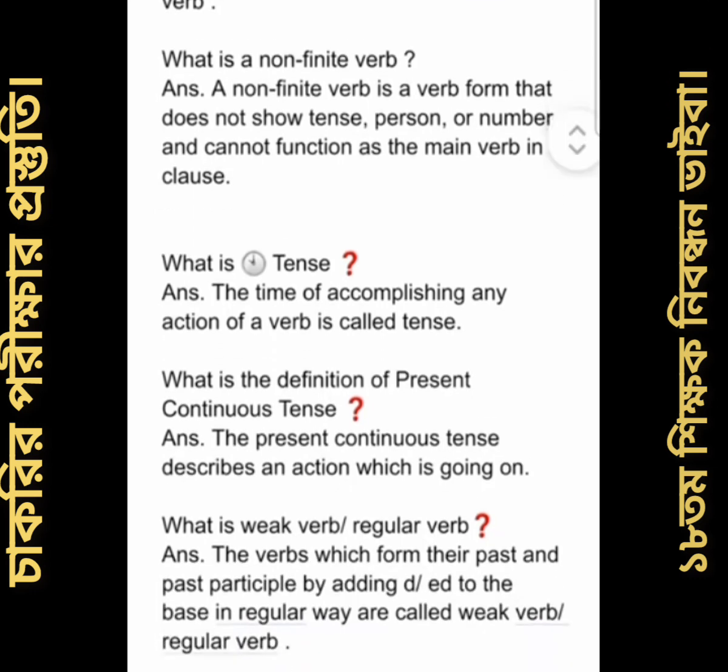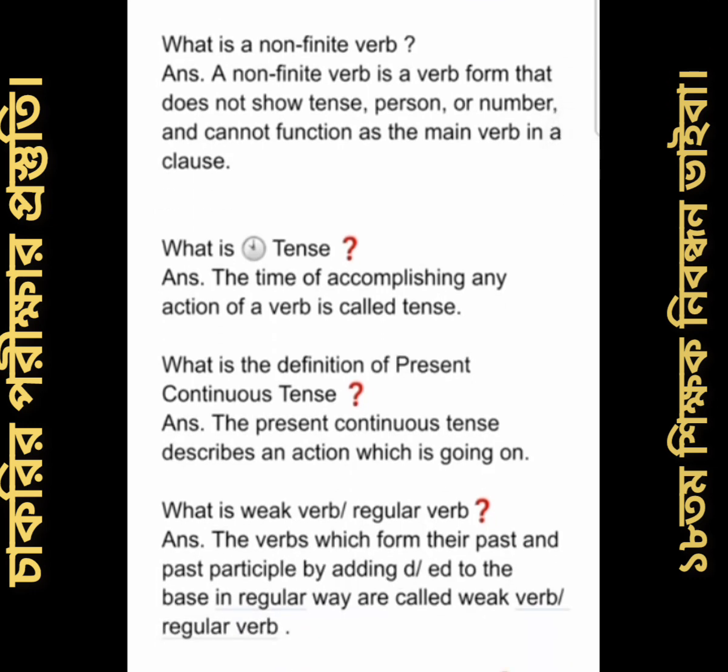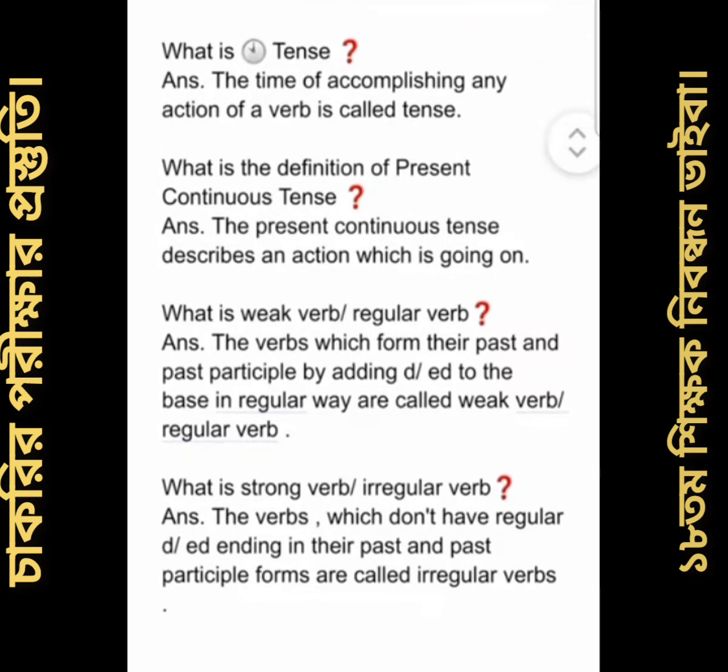What is a non-finite verb? A non-finite verb is a verb form that does not show tense, person or number and cannot function as a main verb in a clause. What is tense? The time of accompanying any action of a verb is called tense.